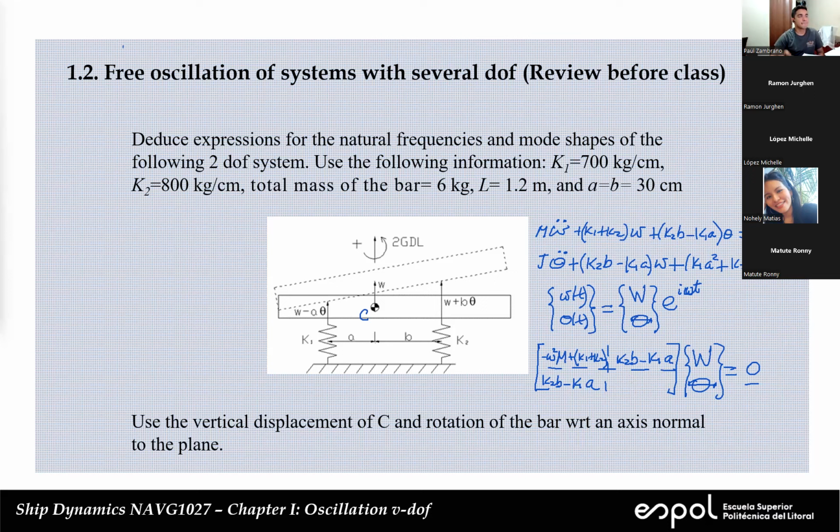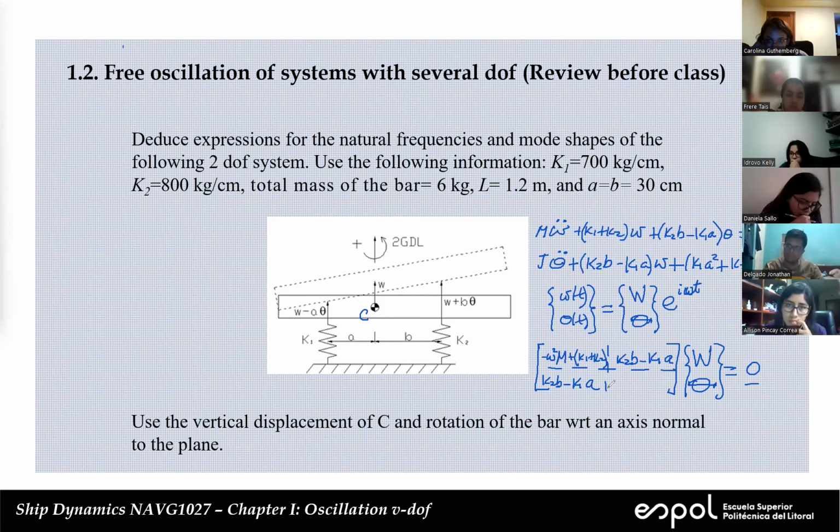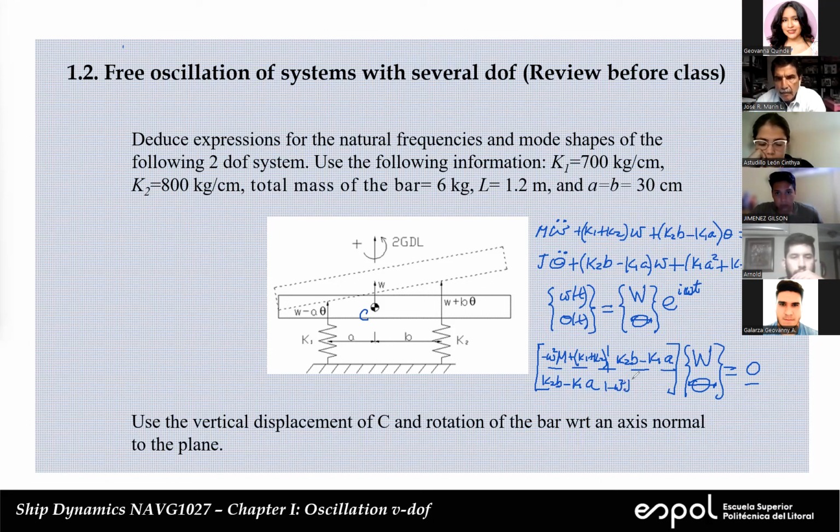Let's go up. Miss Astudillo, what do we have here for the D22? Minus omega squared inertia plus K1 A squared plus K2 B squared. Okay, so this is what we call the dynamic matrix. Remember, we like to put it like this because we recognize that we have omega squared in this matrix.